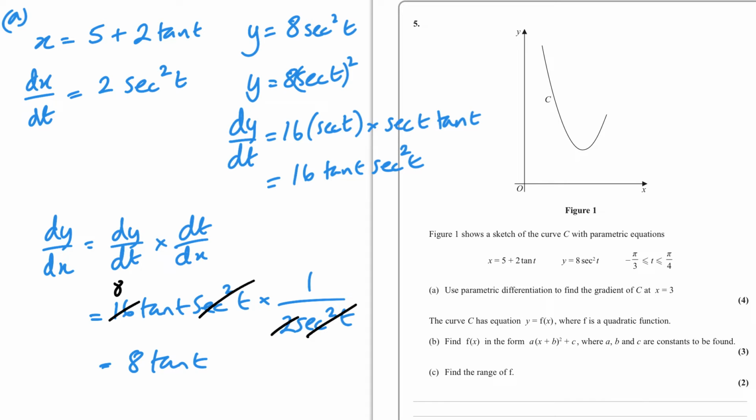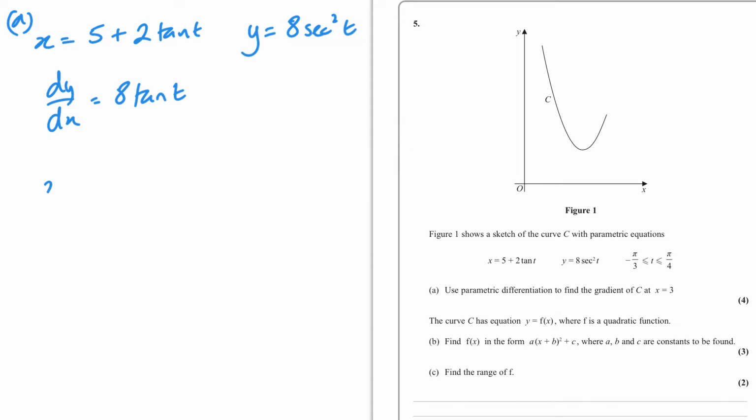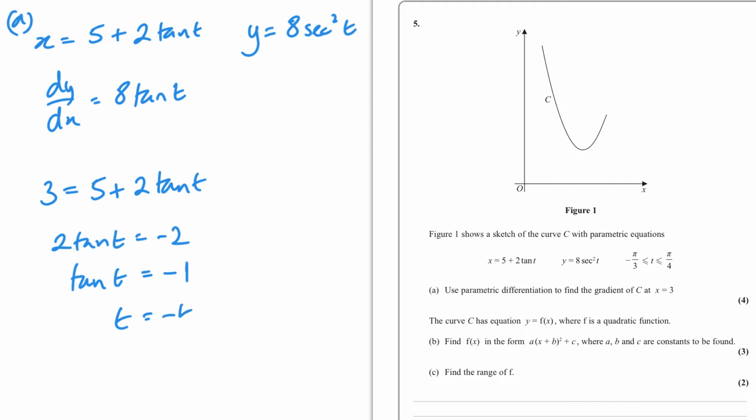Now we need to find the value of t, but we know the value of x. So when x is 3, we get 5 plus 2 tan t from this equation here. So that means that 2 tan t is going to be equal to negative 2. Tan t is equal to negative 1. And that means that t is negative 45 degrees or negative pi by 4.